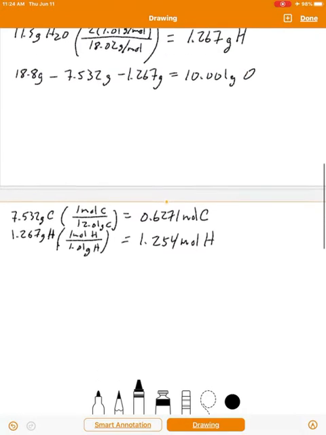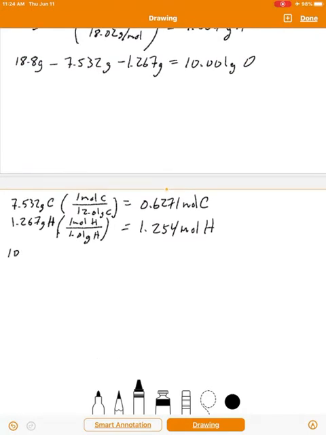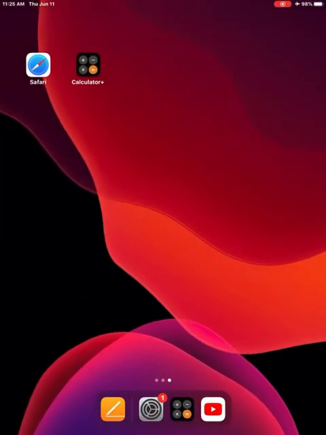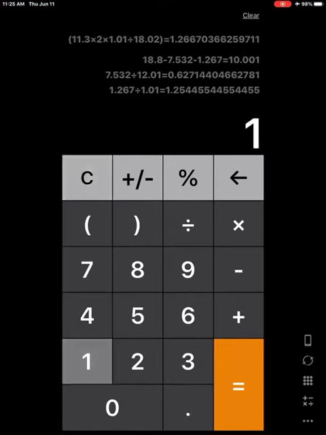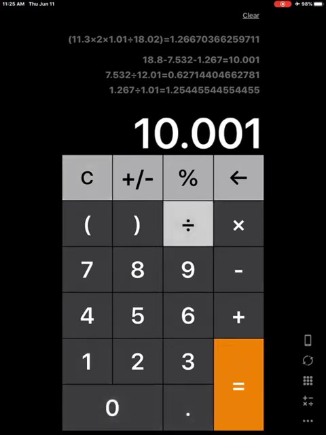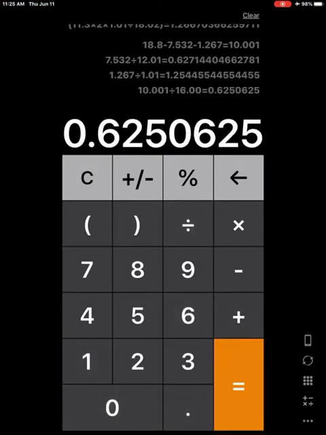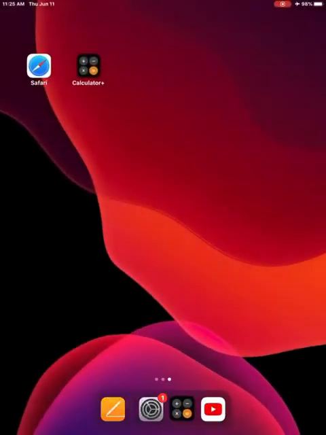Last one, oxygen's 10 grams. So 10.001 grams of oxygen. 1 mole of oxygen is 16 grams. Okay. 10 over 16 is the same as 5 over 8, right? So 10.001 over 16.00, and you get 0.6251.